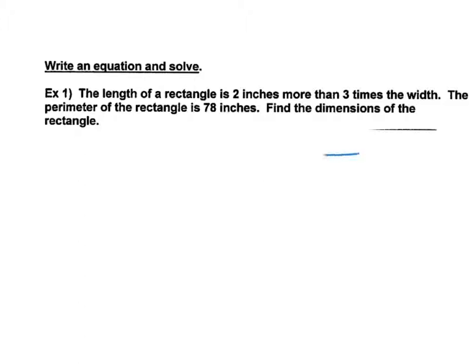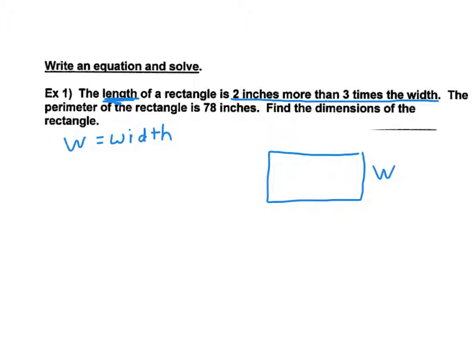First I'm going to draw a rectangle so I can see it. And it says the length of the rectangle is 2 inches more than 3 times the width. So I'm going to let W equal the width. You always want to identify the variable first that you're working with. Because it gives me the dimensions of the length, that means the width is just going to be W. The length is 2 inches more than 3 times the width. So that's 3W plus 2. So that's going to be the length.